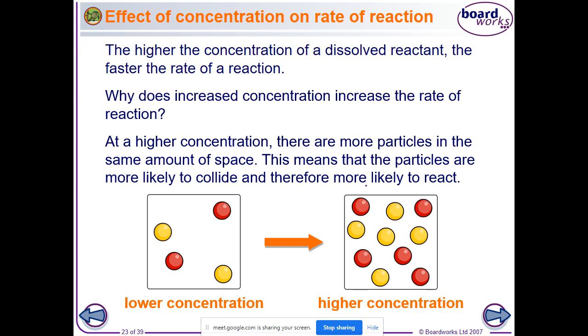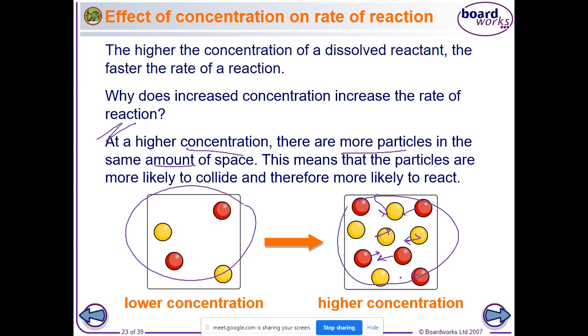Any problem till here? So at higher concentration, there will be more particles in the same amount of space. You can see you have the same area, but there are more particles. So they are going to collide more often in lesser time. They will have more collision propensity, right? They'll collide more often. Any problem till here? Can I move to the next slide?